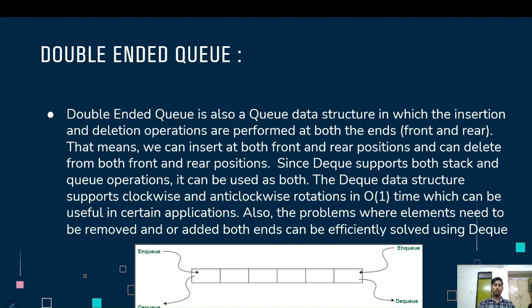Now talking about the third one, double-ended queue, means in this type of queue, enqueue and dequeue can happen from both the sides. Means you can add and delete from the rear side also and from the front side also. Okay, like here it is written that it is a queue data structure in which insertion and deletion operations are performed from both ends. Like it is shown in the figure that it is happening from both sides. That means we can insert from both front and rear position and can delete from both front and rear. Since deque supports both stack and queue operations, it can be used as both. It simply means that enqueue and dequeue can happen from both the sides.